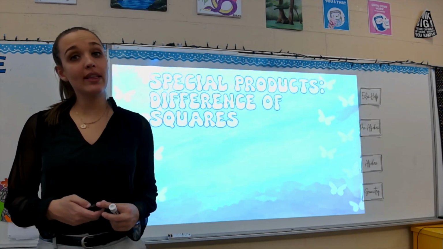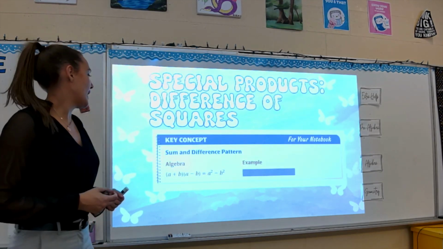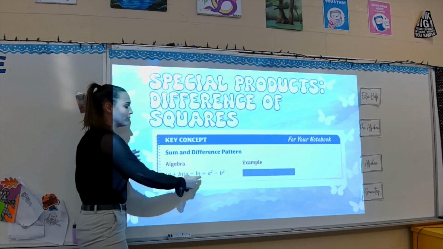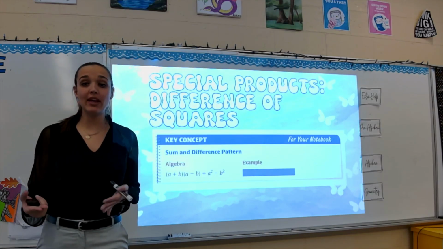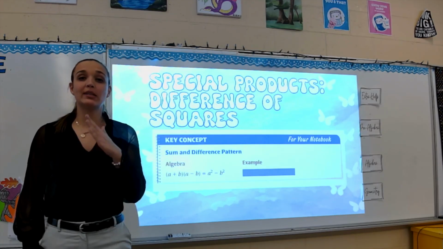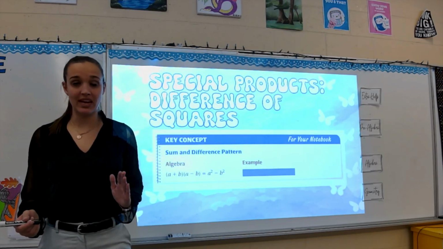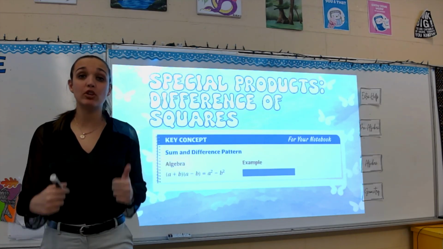So let's take a look at that formula to see what's going on. For this formula, I have to look. I'm given two binomials that are being multiplied with each other. When they're being multiplied together, I have to look: is my first term and my first term the same? Is my second term and my second term the same? And then I look, does one have a plus? Does one have a minus? Then I'm good to go.